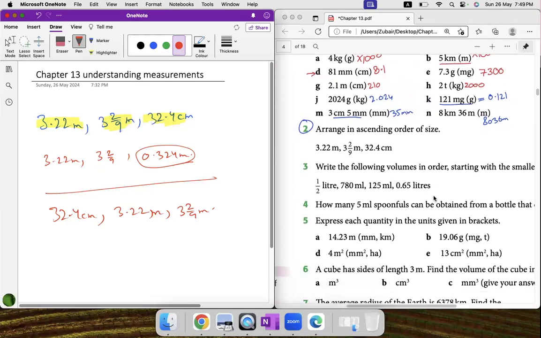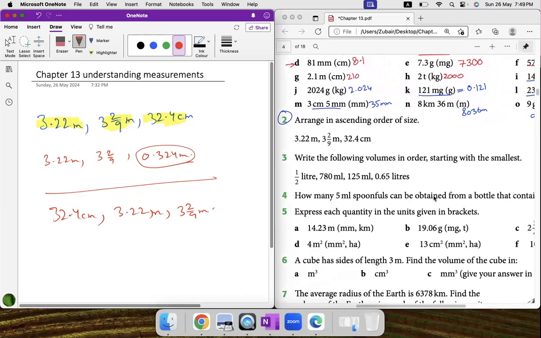Write the following volumes in order, starting with the smallest. So question number 3. What should be our final unit if we have to convert them into the same unit? It should be liters. Liters, okay. The first one is 0.5. The last is already 0.65. Now what about these two?